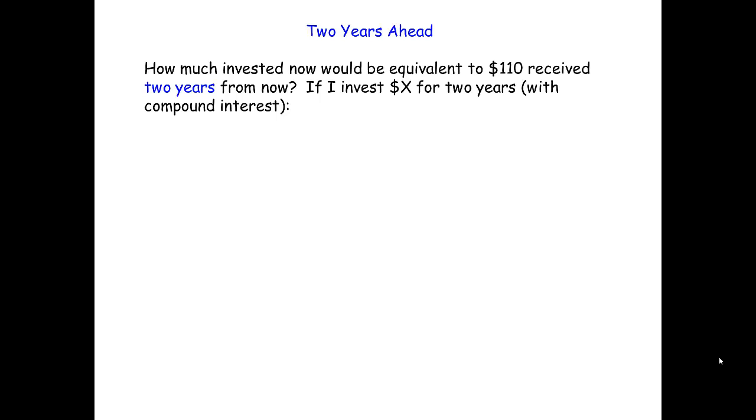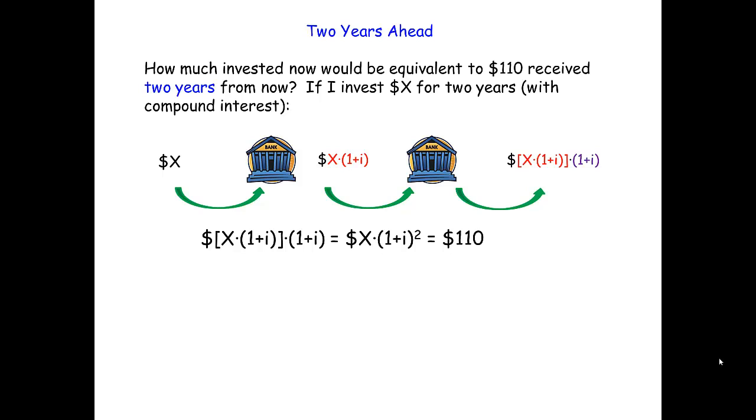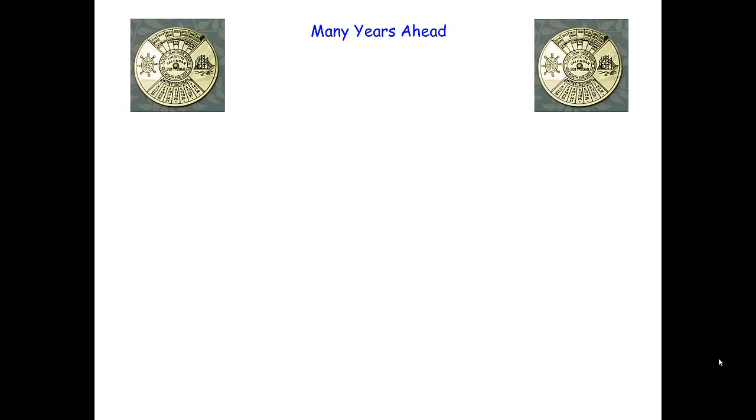Now let's consider 2 years ahead. How much invested now would be equivalent to $110 received 2 years from now? Well, if I invest X dollars for 2 years, I start with X, I put it in the bank. At the end of 1 year, I have X times 1 plus the interest rate. But then I roll it over, let it compound, keep it in that bank for the second year, and at the end of 2 years, I have the amount I rolled over times an additional 1 plus the interest rate. So writing that more succinctly, what we want is X dollars times 1 plus the interest rate squared, since we have 2 years of compounding, equal to $110. Again, this X is just the present value. So the present value of $110 received 2 years from now is 110 divided by 1 plus the interest rate squared.